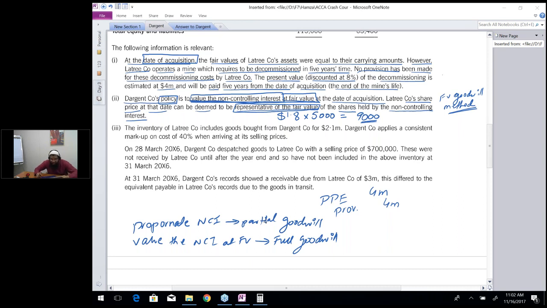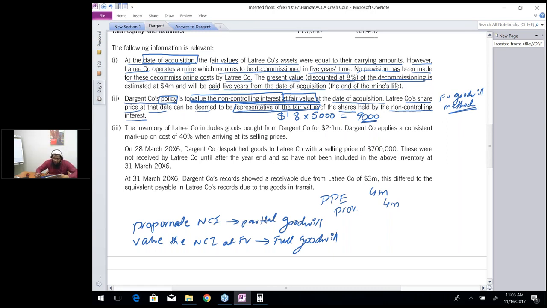Okay, now let's read out adjustment number 3. This adjustment is comparatively easy. Hamza is asking why we have recorded the property plant equipment at 4 and why not at its present value. Hamza, because 4 is already the present value. The question said that the present value of the decommissioning is 4 million. So 4 million is already the present value, and that's why we have used 4 million directly.